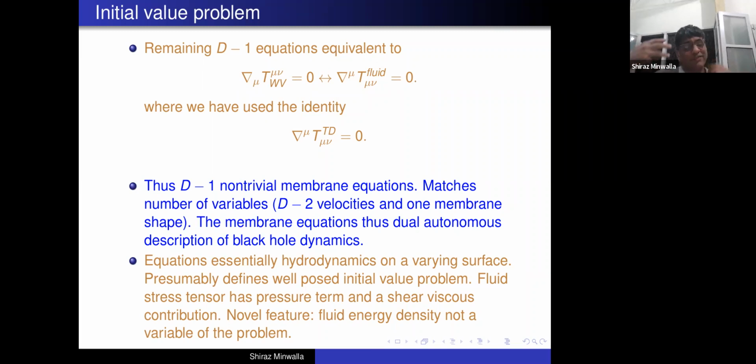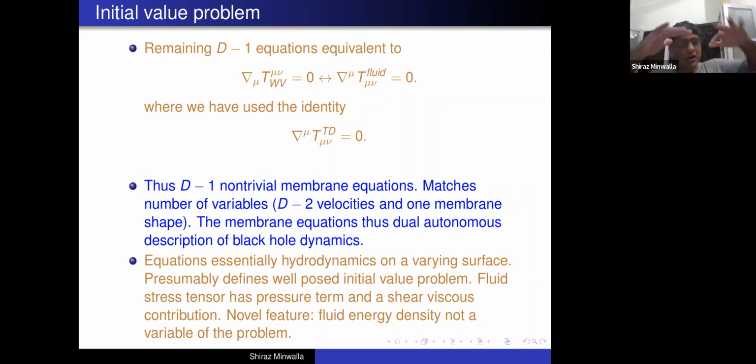Okay, we have the same number of variables as equations, and so hopefully this defines a well-posed initial value problem. This has never been seriously studied. Even establishing that relativistic hydrodynamics is a well-posed initial value problem is a topic of research, and this has never been seriously established. That's something I'd love to know for sure.